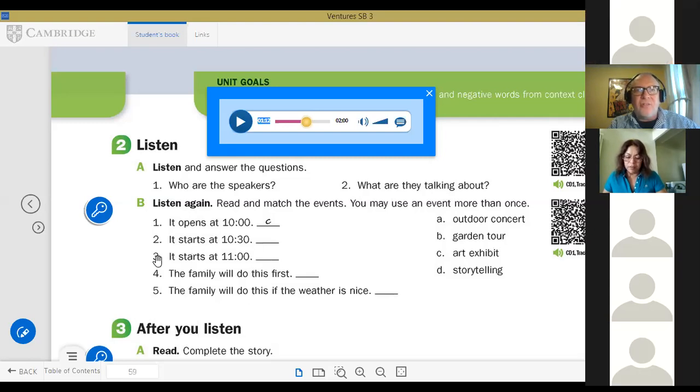B, garden tour. Yes. So number 3 is going to be B, free walking tour of the garden, right? Yes. So 3B. Here's another option.